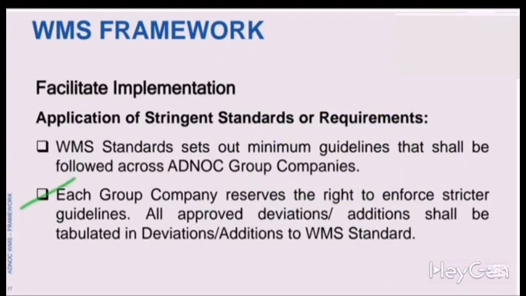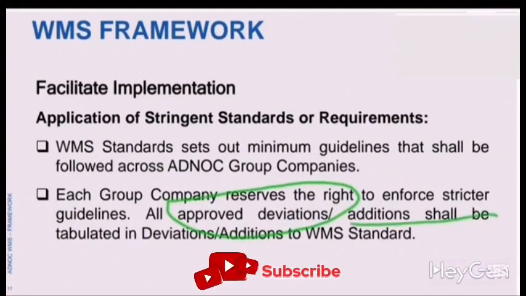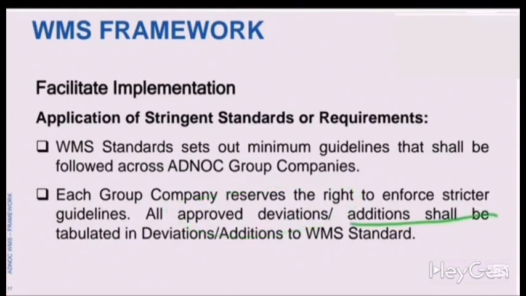Next comes the second point, that the ADNOC group company is directed to enforce the stricter guidelines. Every company that is a group company, whether it is ADNOC or a gas company, has the duty to strictly follow its own rules and regulations. All approved deviations will be approved, after which additional controls will be issued by the SVP. Tabulated in deviation additional to WMS standards approved. Add to the guidelines minimum guidelines. That should be part of your procedure.